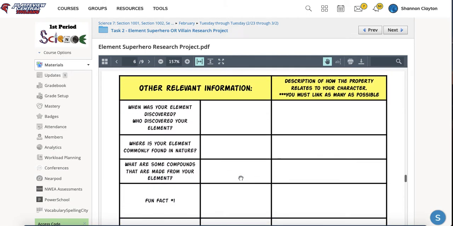Okay. And then other relevant information. When was your element discovered? Who discovered your element? This is made up. No, I'm sorry. It's not made up. This is information. I was thinking you're superhero. This is information, again, that you can find on those websites. When was your element discovered and who discovered the element? Where is your element commonly found in nature? And what are some compounds that are made from your element?